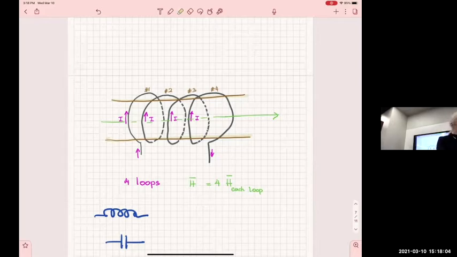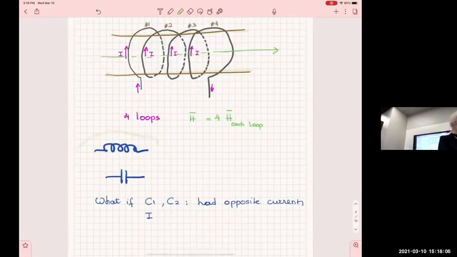And do you see, that's what I wanted to say. Do you see why we use this symbolic representation of an inductance in electric circuits? Because that's the only way, you have to create multiple loops to create an inductor. And at low frequencies, how do we create inductors?